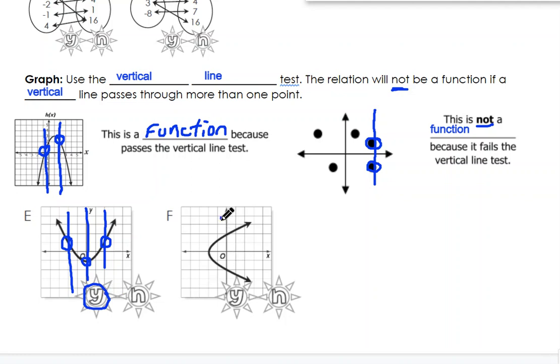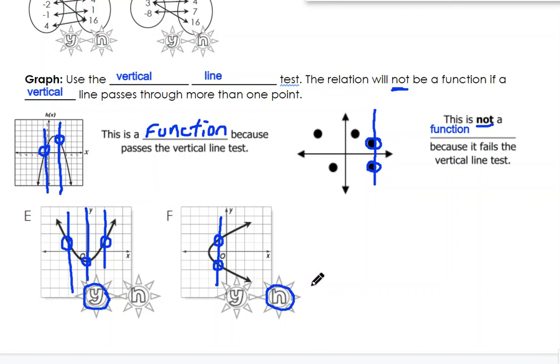This one on the right, if I draw a vertical line here, it hits the graphed line twice. 1, 2. That means everything on this x of -1 here repeats. So that cannot happen. My x values repeat. Doesn't work. Not a function.